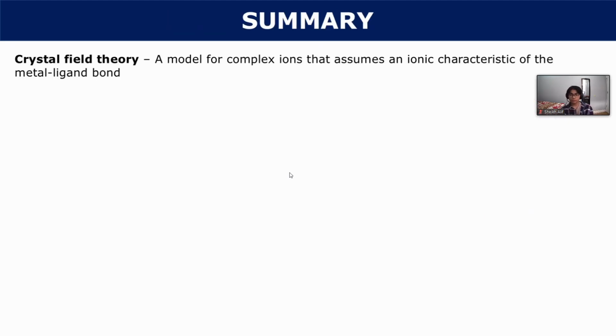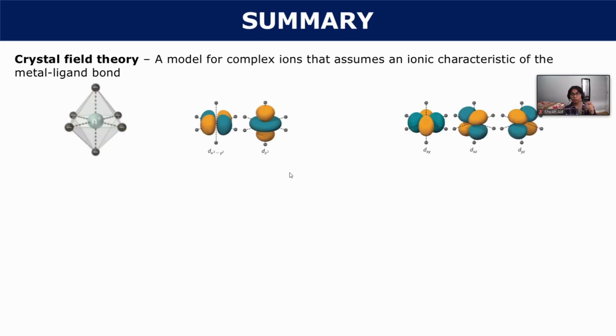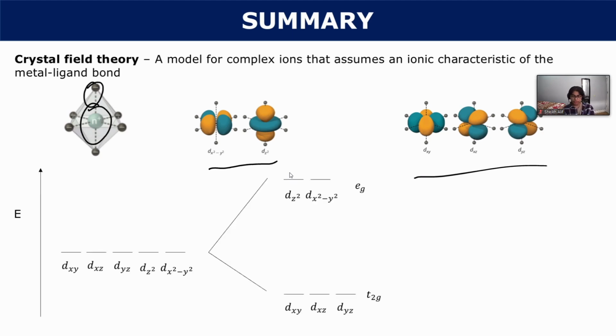So let's summarize what we learned. Crystal field theory is a model for complex ions that assumes an ionic characteristic of the metal-ligand bond. We have the ligands on the top and the metal ion in the center. Because certain d orbitals are very close to the ligands, they face more repulsion than the other three orbitals. This results in a splitting of the d orbitals to create the Eg orbitals, which are more energetic than the T2g orbitals, which are lower in energy.